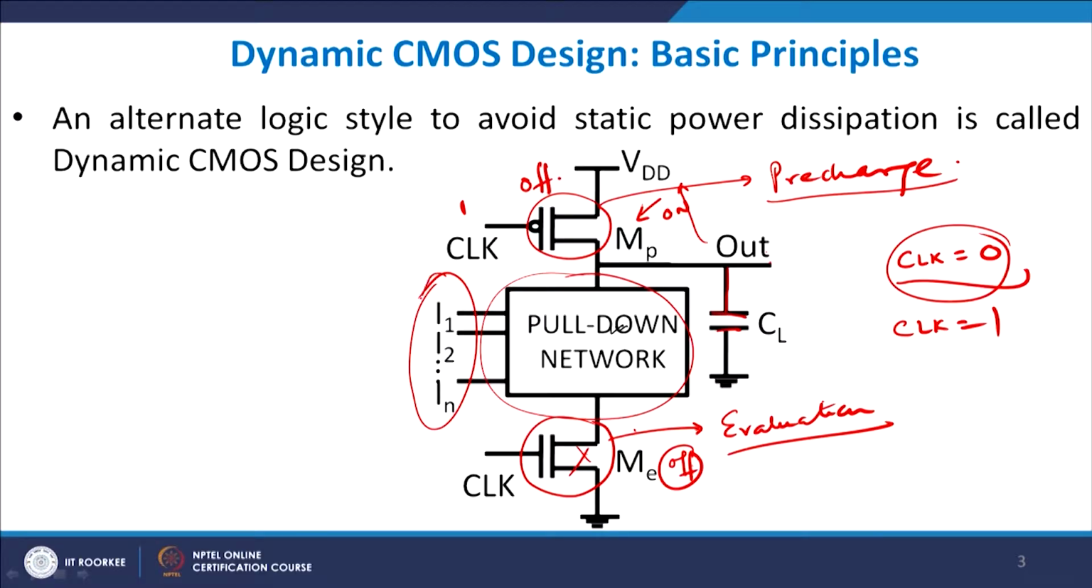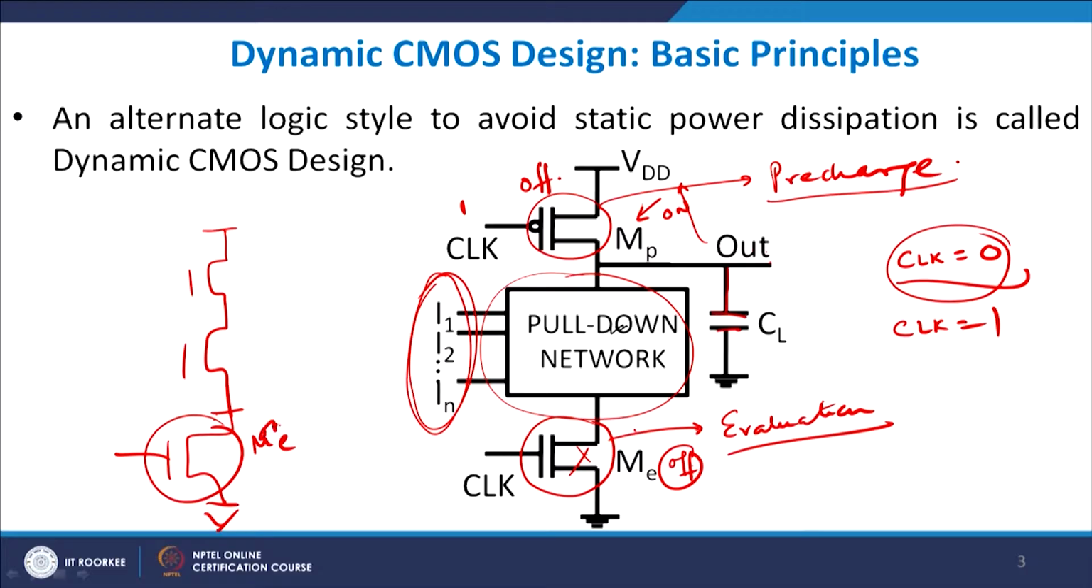But then, depending on the value of your input vectors I1 to In and the type of logic design in the pull down network, either the output will go to 0 or it will not. For example, if your pull down network is something like this, and this is your ME, this is already on, right. If both inputs are 1 1, then out, which was initially held to 1, will now go to 0 across these transistors. But if your input is 0 here, this will still hold the output equal to 1. You are getting my point.